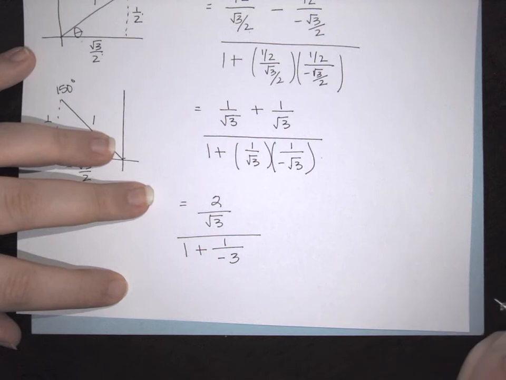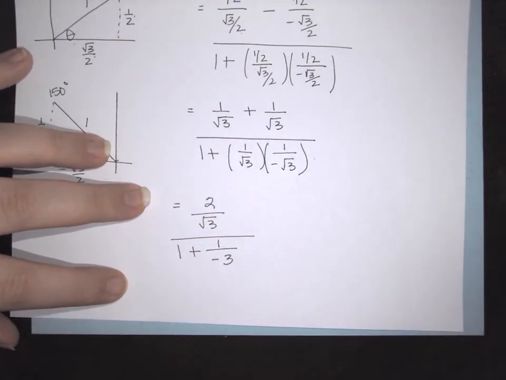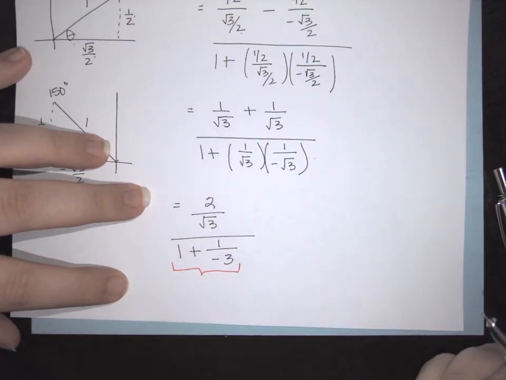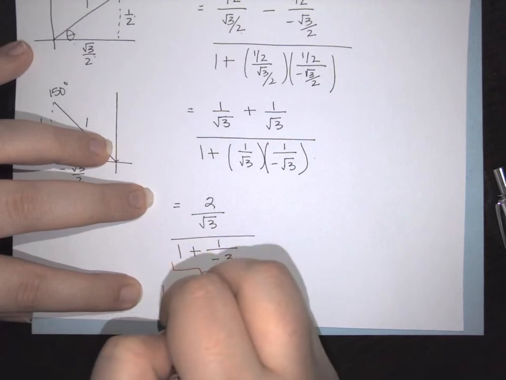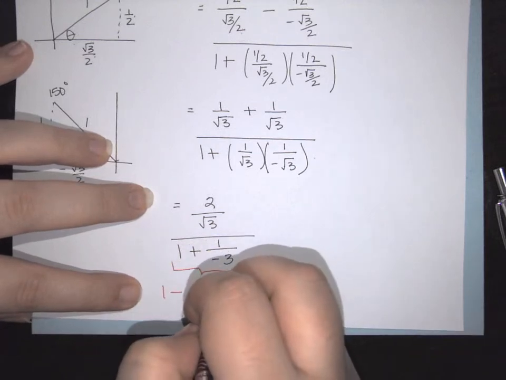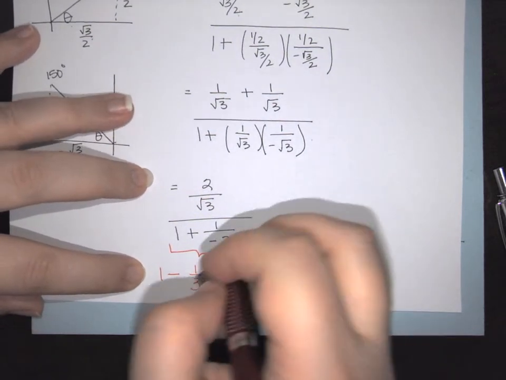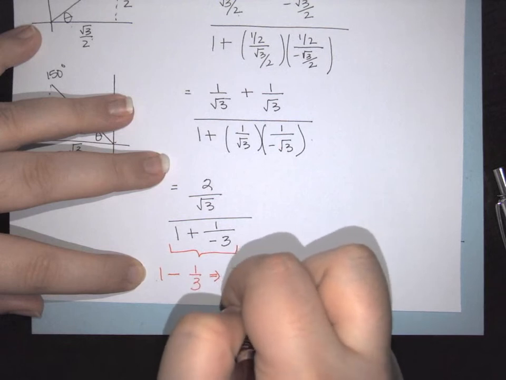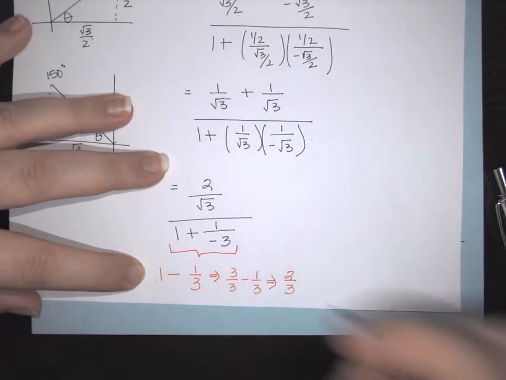If we continue simplifying, we have to combine or work with a fraction on the bottom. So if we look at just this bottom term here, this becomes 1 minus 1 over 3. To simplify that, we need a common denominator. So here this becomes 3 over 3 minus 1 over 3, which is going to give me 2 over 3 as a result.